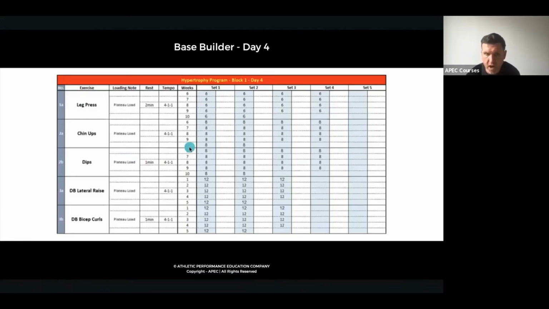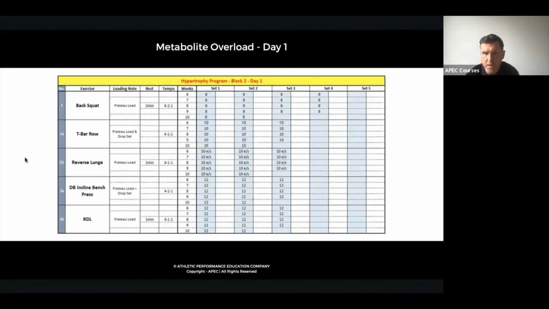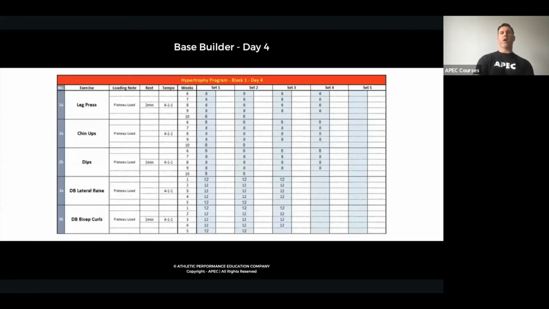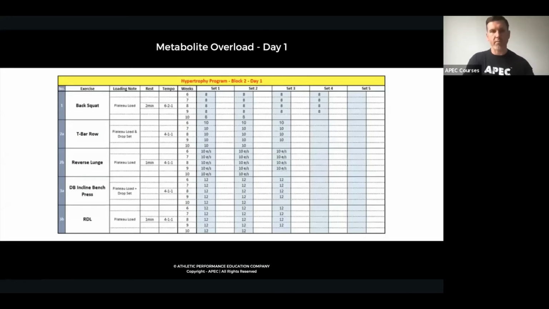Then we're into week 5 here, where we're taking our download week on week 5. So right now we're into the second block. Okay, we're into the second block of training.